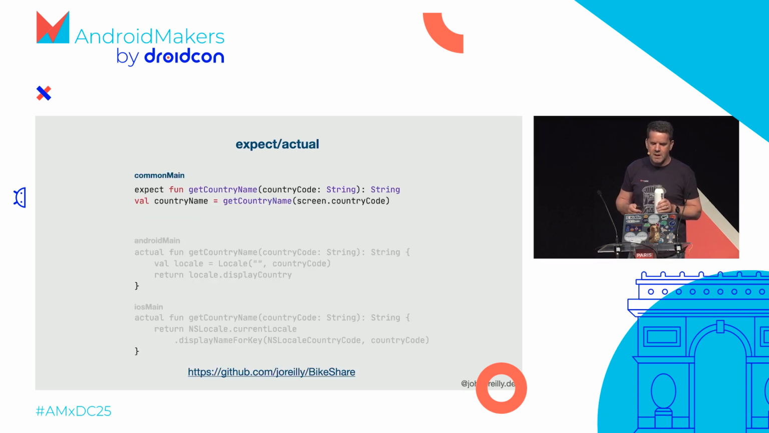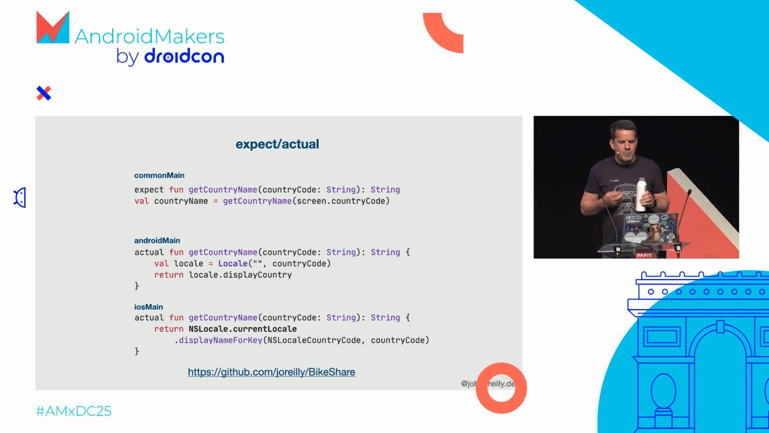So first, a small expect/actual example. Here we have a get country name expect function that we can invoke from the common main code. And then we have actual implementations for Android and iOS in their respective source sets, using Locale on Android and NSLocale on iOS. So, a quick random spot quiz.